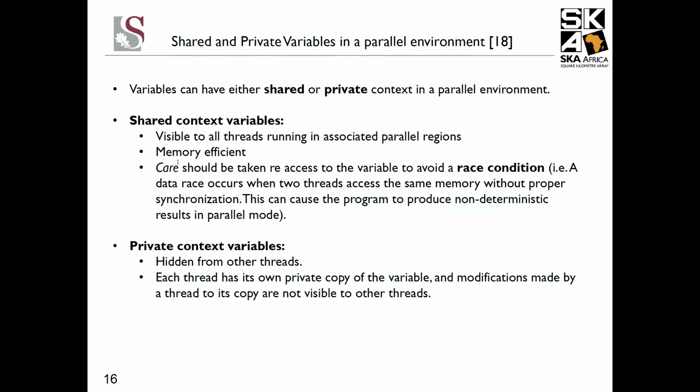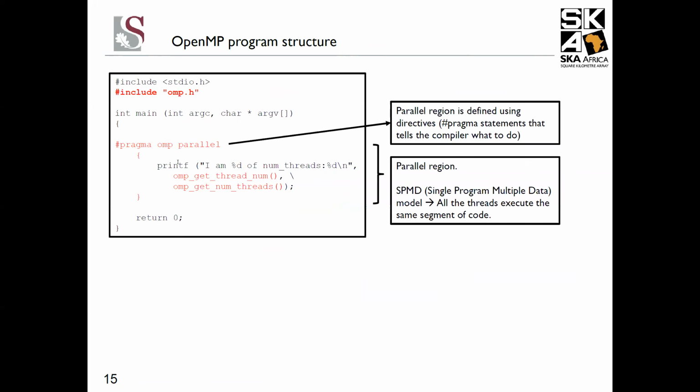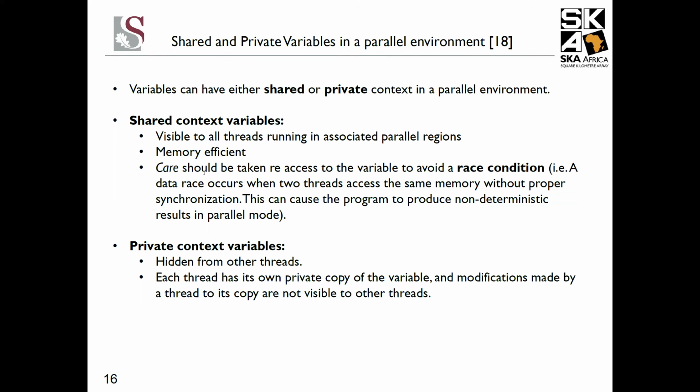So a variable in an OpenMP bit of C code, or Fortran code or Python for that matter, can have two states. It's either shared or it is private, and we call that its context in the parallel environment. Shared context variables are variables that are visible to all threads running in associated parallel regions. If we have a parallel region, the idea with shared variables is that all the threads have access to those variables. That makes things very memory efficient, but also very dangerous.